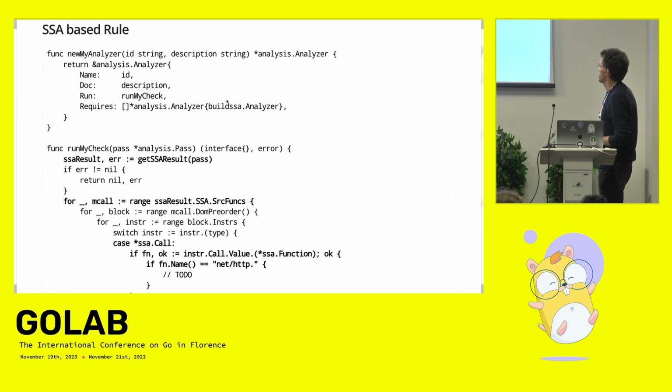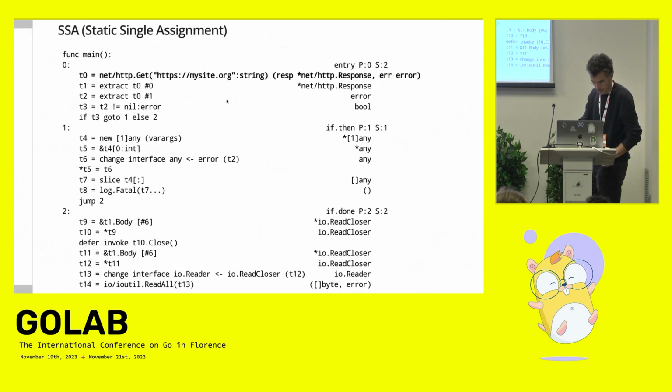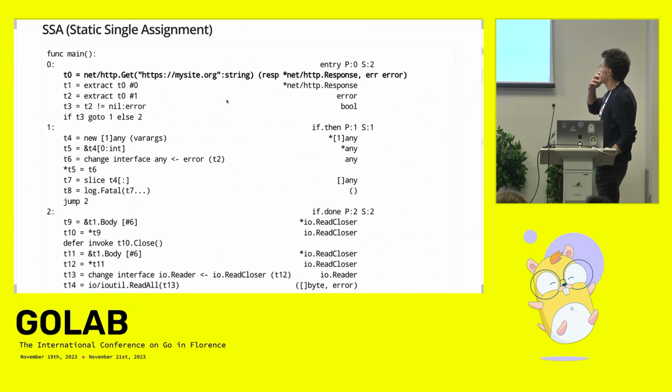So you see in this case, it's a bit different. In SSA, each function is a block of instructions, and we need to check each instruction, what type of instruction it is. So we are looking for a call, and then we can get the function value and then the function name, and we can match on this. So this is basically how it looks.